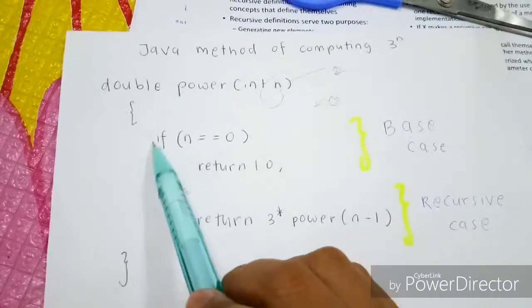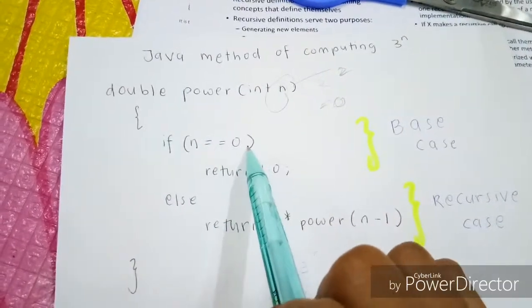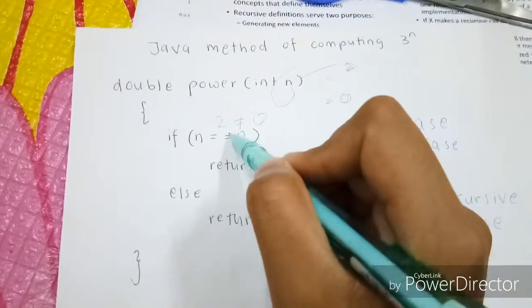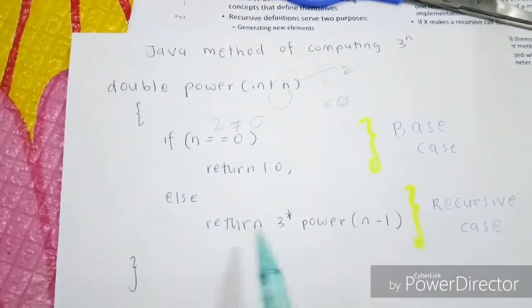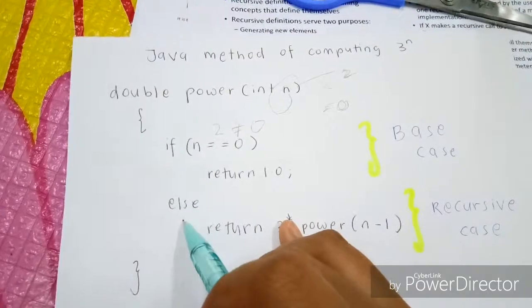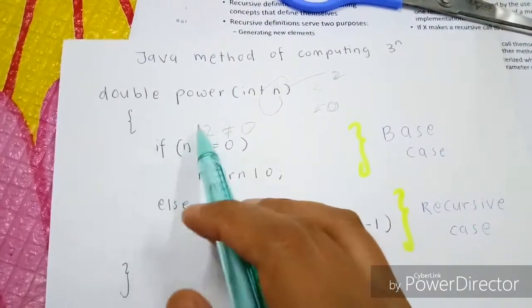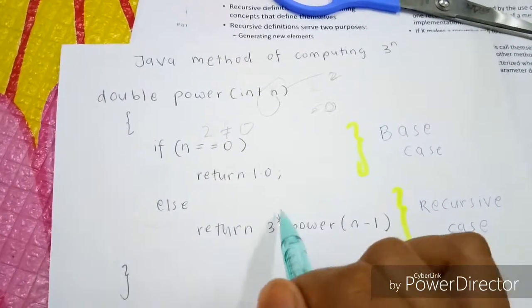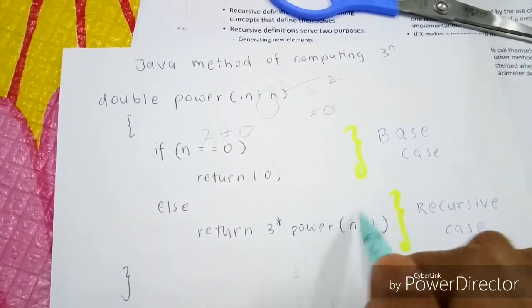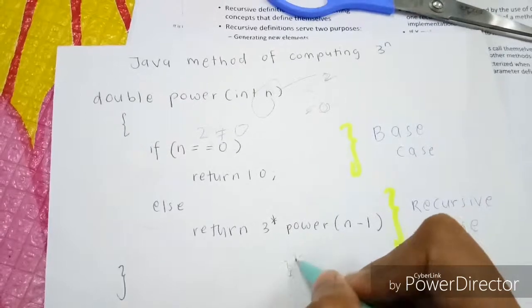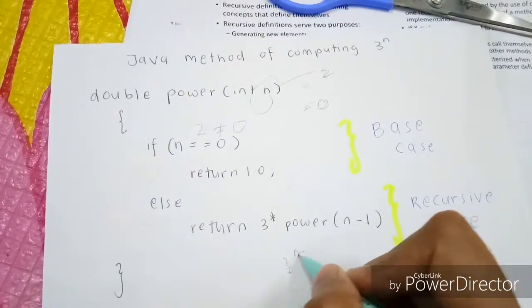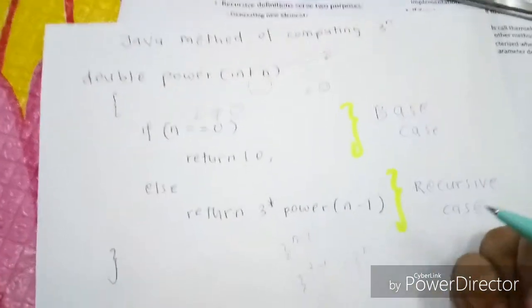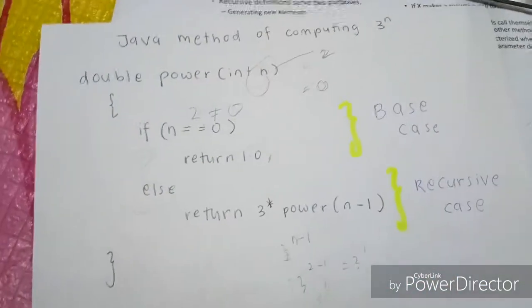For another example, if I enter the value of n equal to 2, we will meet the first condition, if n equals 0, but 2 is not equal to 0. So for the second condition we call the function with 2, and it will return 3 times 3 power of n minus 1, which is 3 power of 2 minus 1, 3 power of 1. So this is the answer.